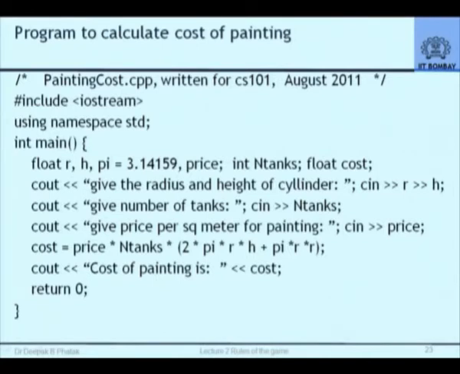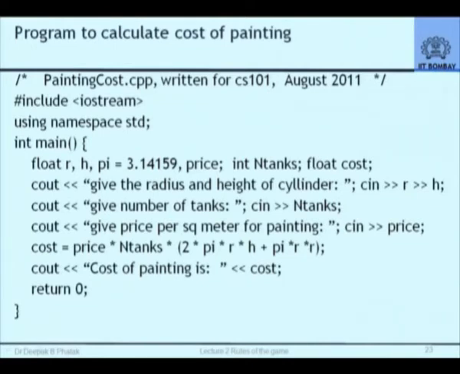Then the next line says give me price per square meter for painting, and I input the price. And in a single computational statement, I put all the computations that are required. Please verify whether the right hand side of the assignment statement that is shown here correctly represents what I want to do. Price multiplied by n tanks multiplied by 2 into pi into r into h plus pi into r, which is pi r square. Looks like everything is correct.